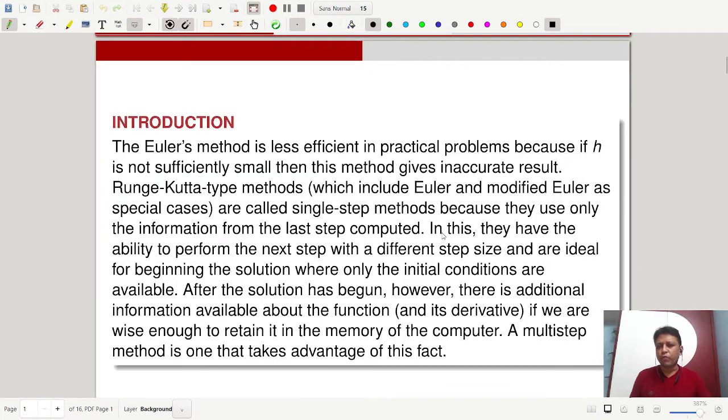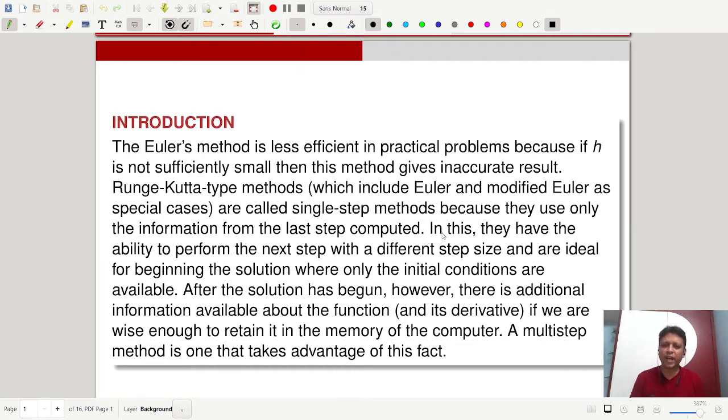So, we have seen that Euler's method is less efficient in practical problems, because if h is not sufficiently small, then this method gives inaccurate results. Runge-Kutta type methods, which include Euler and modified Euler as special cases, are called single step methods, because they use only the information from the last step computed. They have the ability to perform the next step with a different step size and are ideal for beginning the solution where only the initial conditions are available.